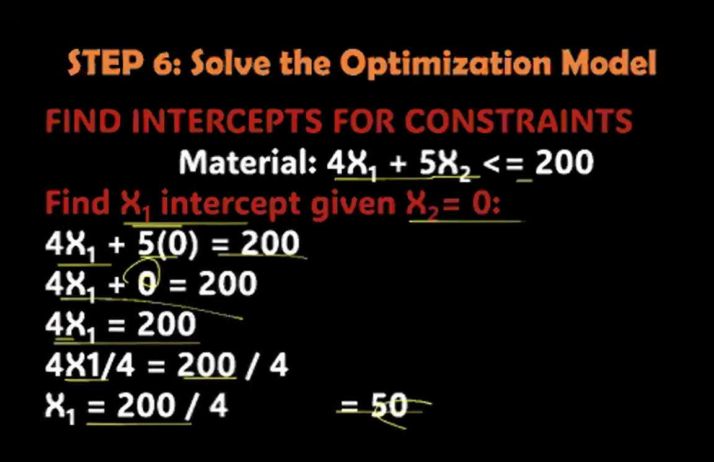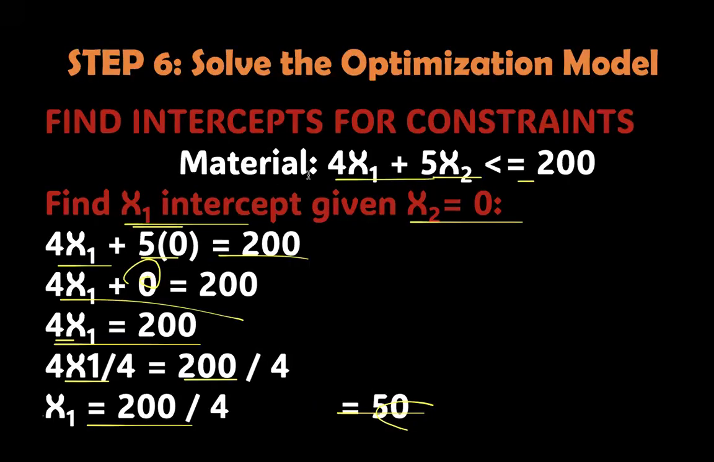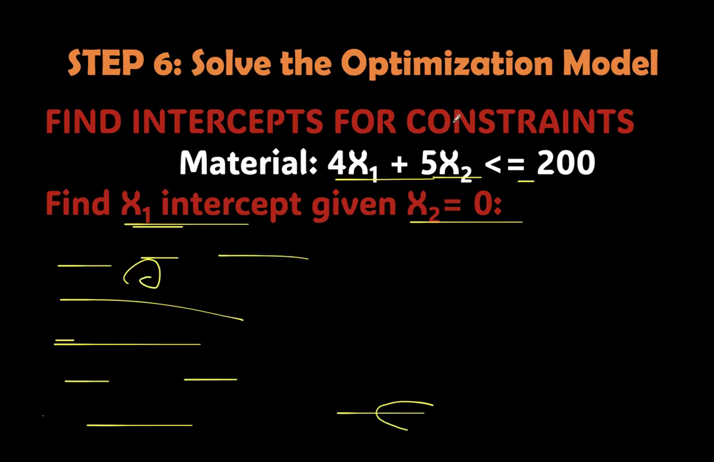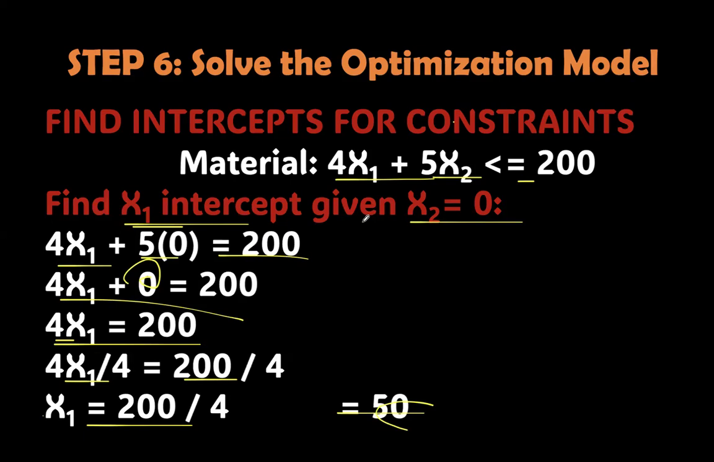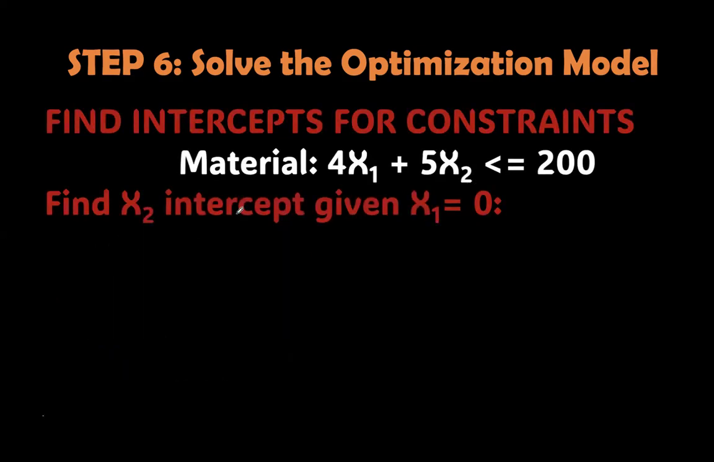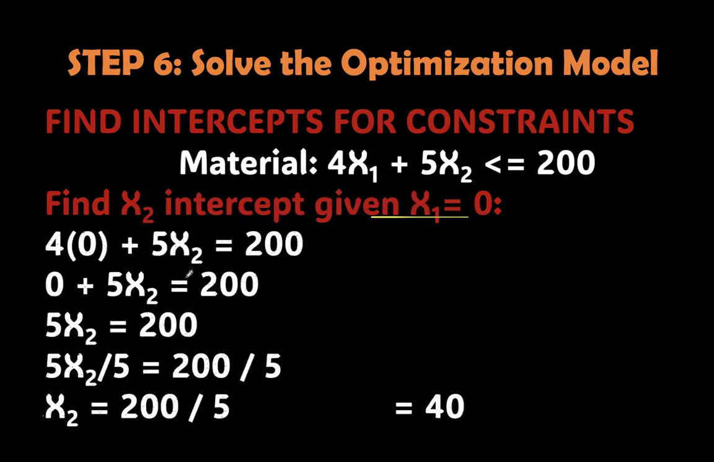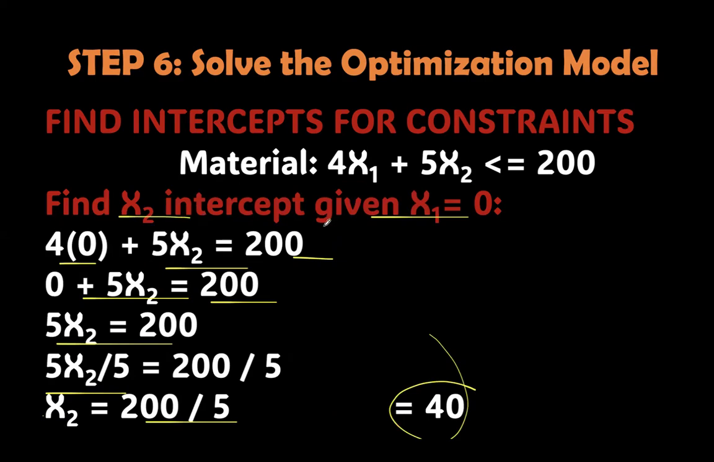So that's how you will deal with that accordingly. All right, so it will be something like that. Now for your x sub 2, given that your x sub 1 is 0, it will be the same thing. 4 times 0, plus 5x sub 2, equals 200. 0 plus 5x sub 2 equals 200, so 5x sub 2 equals 200. 5x sub 2 divided by 5 becomes x sub 2, and 200 divided by 5 becomes 40. So given that your x sub 1 is 0, your x sub 2 equals 40.